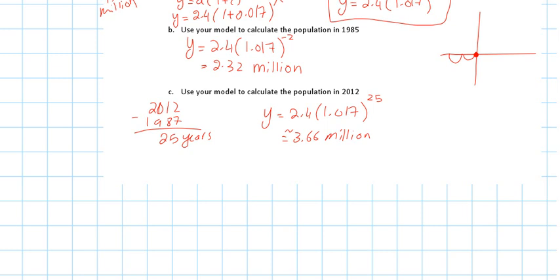Technically, you should write more decimals just to be more accurate. So it's going to be like 3.657927. But I'm going to stop right there.